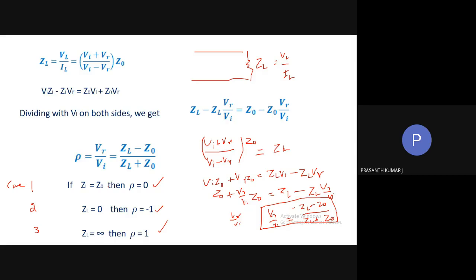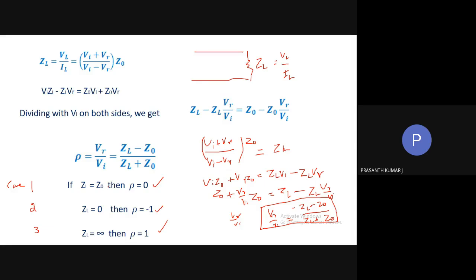Characteristic impedance equal to load impedance, then reflections will not be there. That is the meaning of reflection coefficient equal to 0. When there is no reflected wave, what is the reflection coefficient definition? Reflected wave by incident wave. When there is no reflected wave, what will be that value? It will be 0. So then the reflection coefficient will be 0.